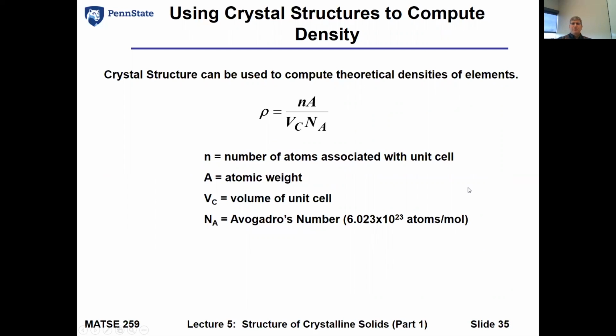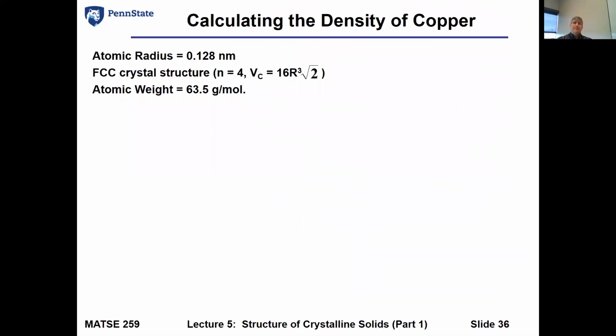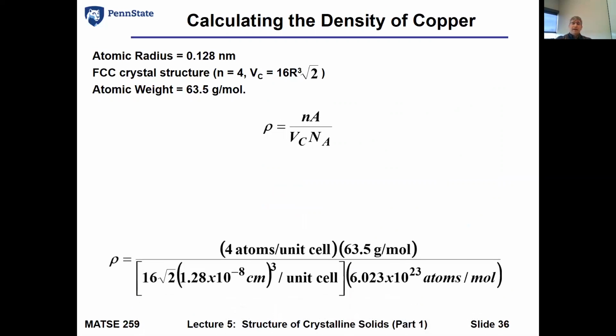Now, what happens with crystal structure to compute density? We can compute the theoretical densities of these because we know the volume of the unit cells that make them up. So if we know the number of atoms associated with the unit cell, we know the atomic weight, we know the volume of the unit cell, we know Avogadro's number, we can theoretically calculate density. Let's think of copper. And we can do this for pure elements. We know copper is FCC. We go back to our tables. We see what the atomic radius is, and we know what the atomic weight is just from our typical periodic table. So we know what that equation tells us.